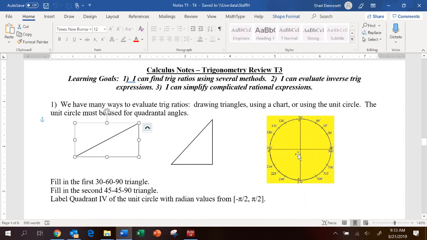Okay guys, so today we are going to be looking at some inverse trig functions. We're going to start just with the 30, 60, 90 and 45, 45, 90 triangles. Go ahead and fill those in. This is 30, this is 60, this is 90, this is 45, this is 45, this is 90. Just go ahead and fill those in just to review.